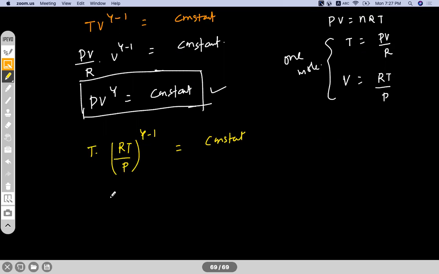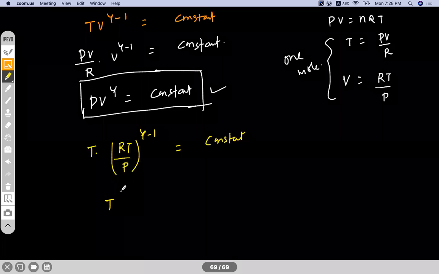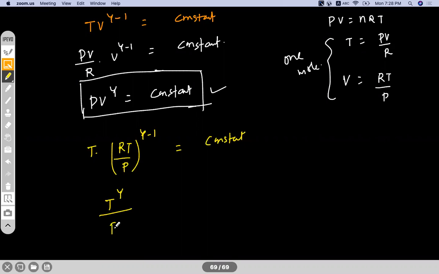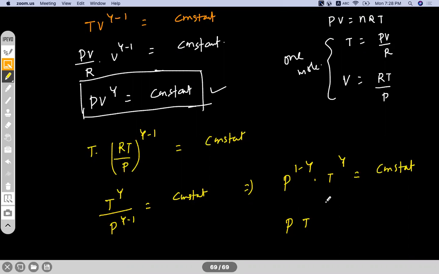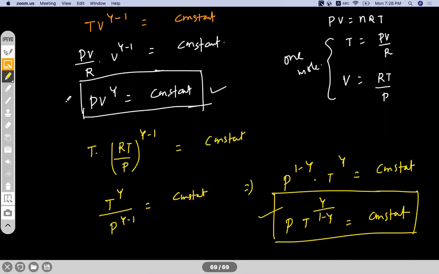Hence, we can write T to the power gamma divided by P to the power gamma minus 1 equals constant, which further we can write as P to the power 1 minus gamma into T to the power gamma equals constant. Further, we can also write this as P into T to the power gamma by 1 minus gamma equals constant. Any expression they can give you in the option, right? These three expressions are the conditions for adiabatic process.